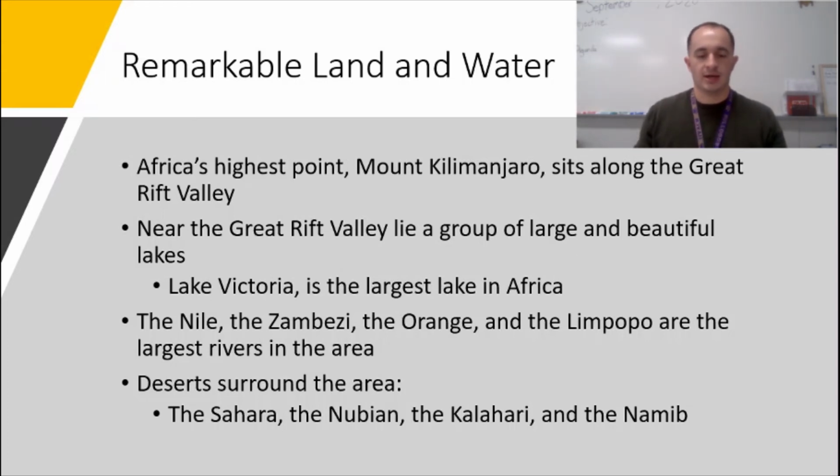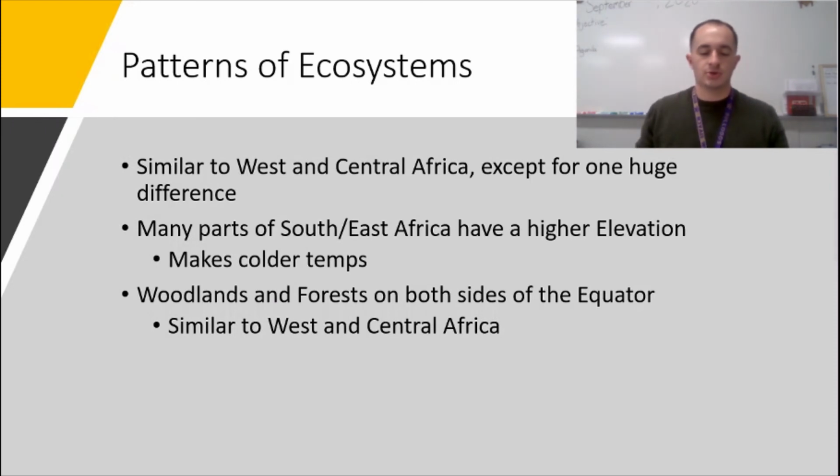Okay, moving on now, so we talked about the geographic features and the landforms within southern and eastern Africa. Now we are going to talk about the ecosystems. So patterns of ecosystems. We can see that in a lot of ways they are very similar to West and Central Africa. We're going to see that a lot in this section, that things have very similar aspects to West and Central Africa. So they're very similar, except there is a major difference between these two areas.